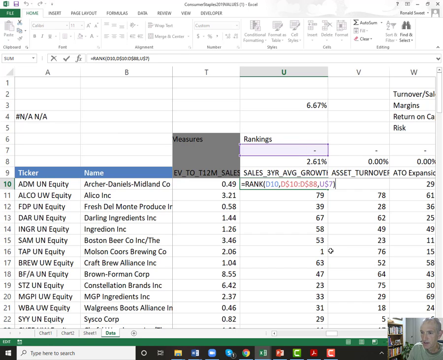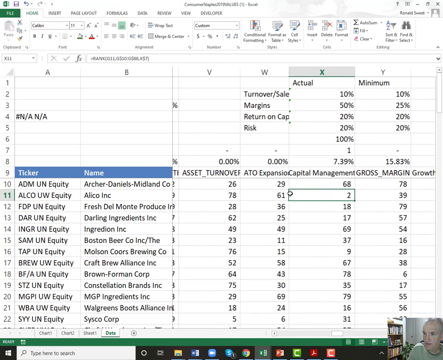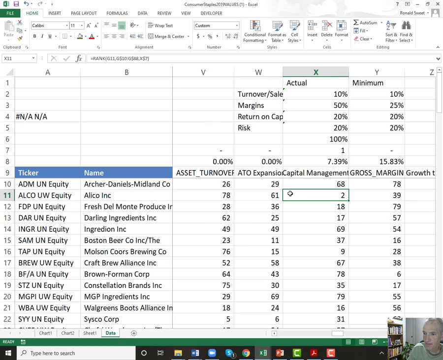There's a 0 up here. What comma 0 tells you is highest numbers should be ranked number 1. So Molson had the highest numbers, so they're ranked number 1. The lowest numbers should be ranked last place, 79th. So Alico had the lowest numbers, so that's where they rank. You can see Alico does really badly on just about everything except for capital management. They manage their capital well.